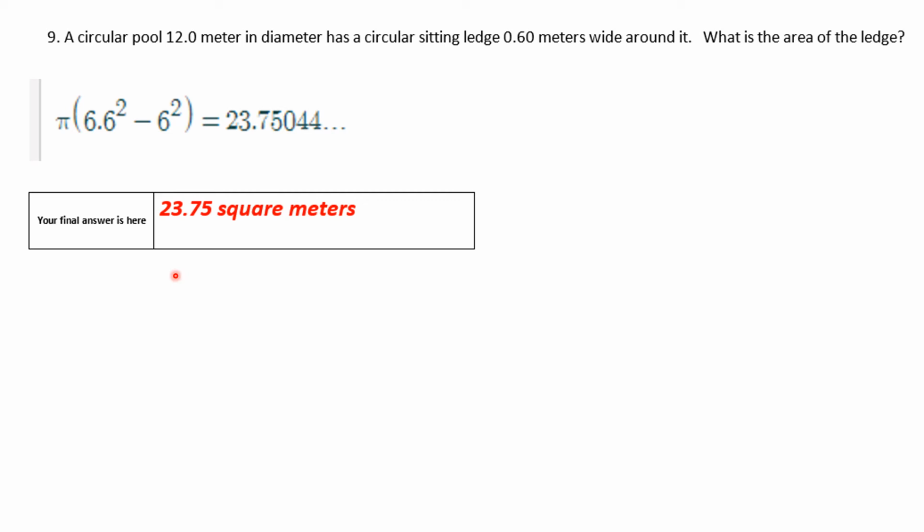A circular pool 12 meters in, and it is important that you realize this word was diameter, has a circular sitting ledge that is 0.6 meters wide around it. That means it's uniformly 0.6 meters around. What's the area of the ledge? Well, you take the area including the ledge minus the area of the pool, and you get 23.75, and the units are square meters. That tells you something about how much concrete you would have to purchase.